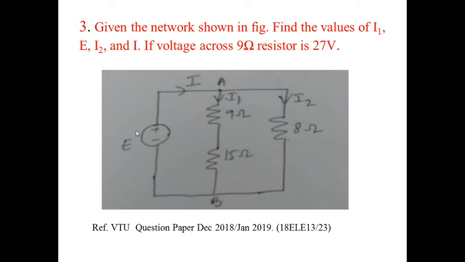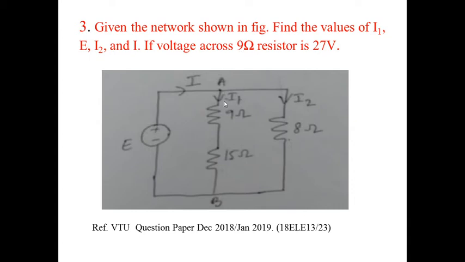We need to find the values of E, I1, I2 and I, and it is given that the voltage across the 9 ohm resistance is 27 volts. Since the voltage across the 9 ohm resistance is given as 27 volts, according to Ohm's law we can find I1: I1 equals 27 divided by 9.